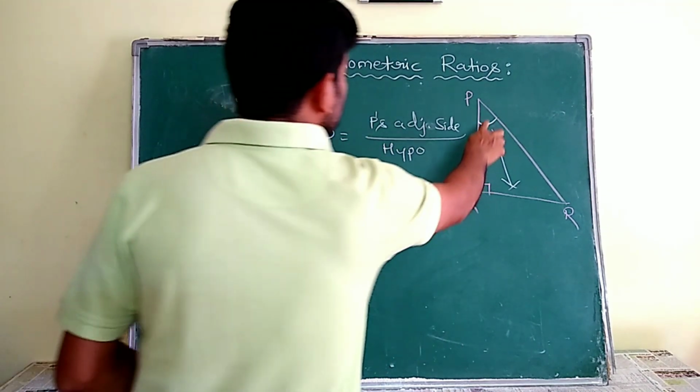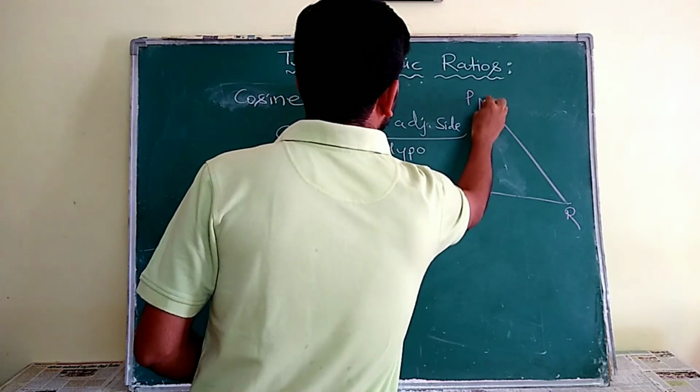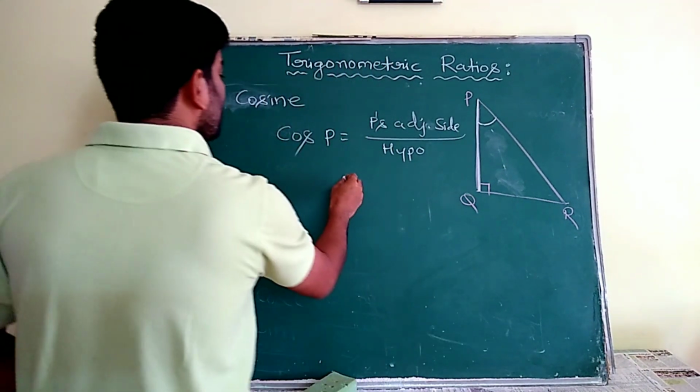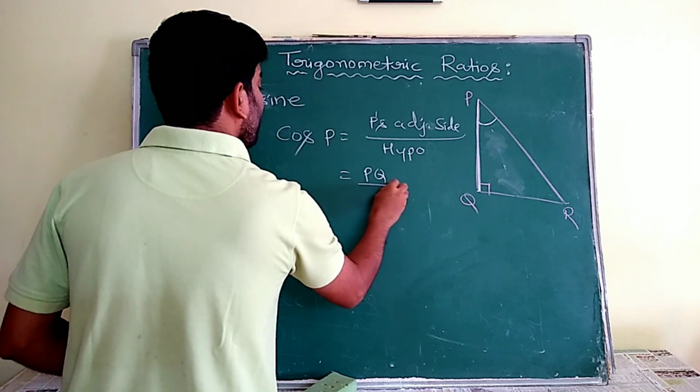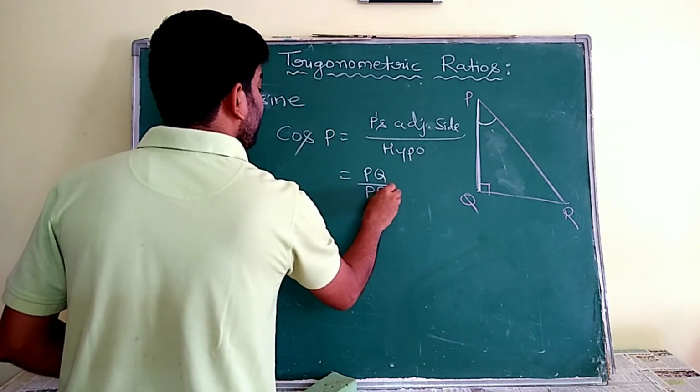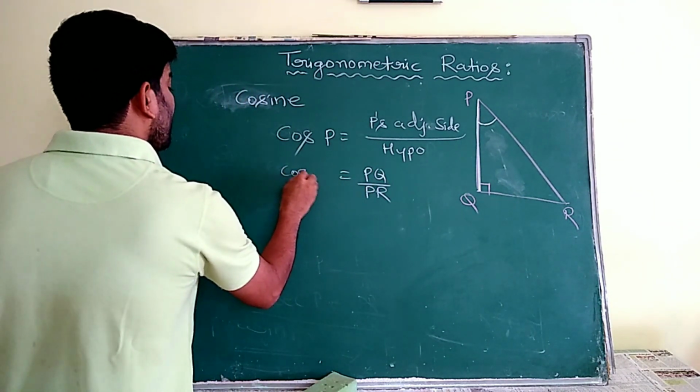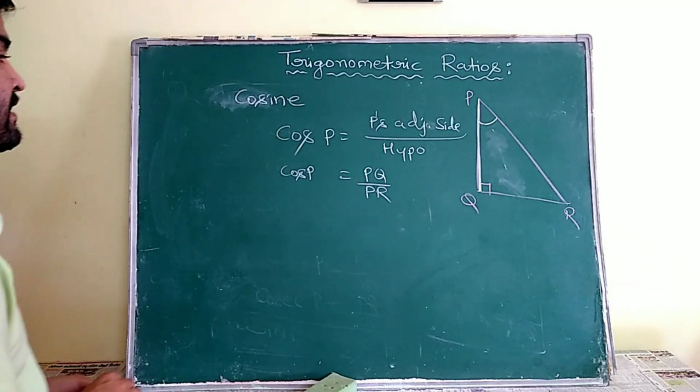Tell me what is p's adjacent side here? Here p's adjacent side is pq. So pq by hypotenuse, which is pr. This is cos p.